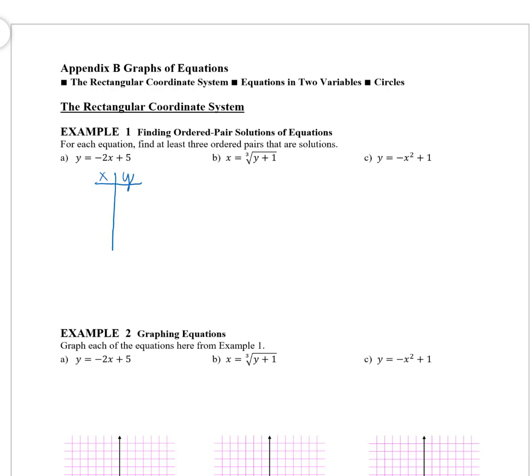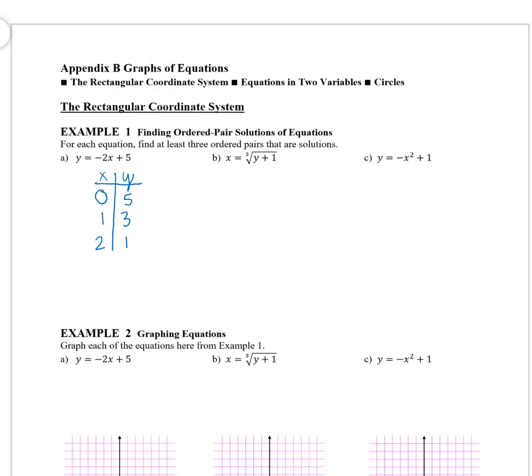I'm going to make a table of x, y values, and if I choose 0 for x, if I plug in 0 for x, then we have negative 2 times 0 plus 5 is 0 plus 5, which is 5 for y. If we plug in 1 for x, then we get negative 2 times 1 is negative 2, plus 5 is 3 for y. And then if I plug in 2 for x, we have negative 4 plus 5 is 1 for y. So those are 3 ordered pairs that are solutions to that equation.